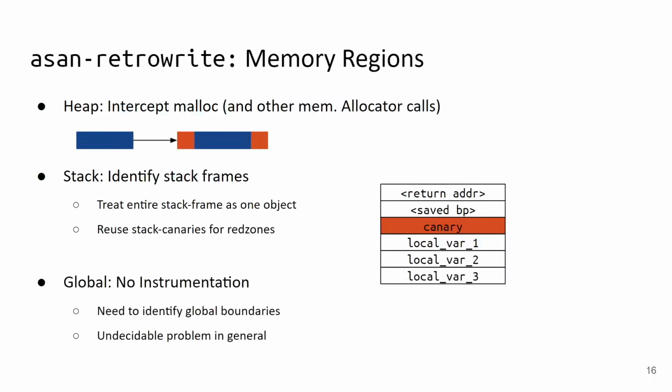Lastly, for the globals, RetroWrite does not do any instrumentation. This requires identification of global boundaries, which is an undecidable problem in general, and we refer readers to the paper for more details. What this means is that compared to source-based solutions, RetroWrite may miss a fixed number of overflows within the global regions. However, we observe that such overflows are very rare in practice.